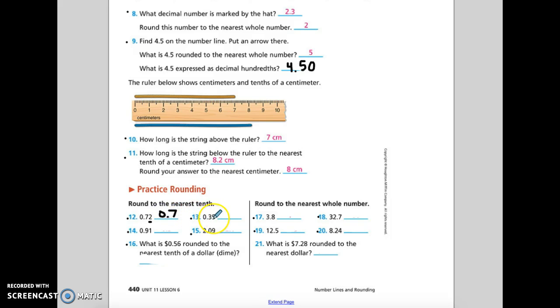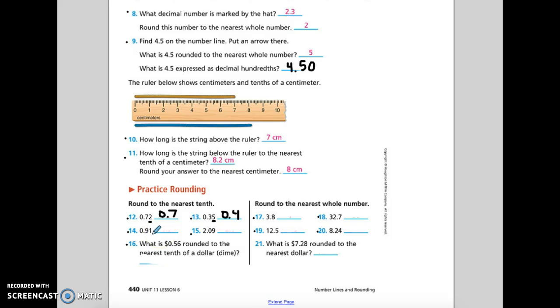Okay, now how about this one? Again, I look at my hundredth spot, the number right after the tenth spot. That's the important part. Look at the number right after the number you're trying to round it to, which is 5. And if it's 5 or above, then I get to round this number up. So in this case, it is 5 or above, so I'm going to round it to 4 tenths. All right, on your own, go ahead and try number 14.